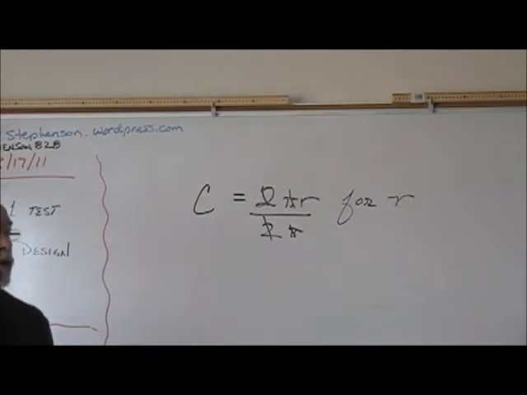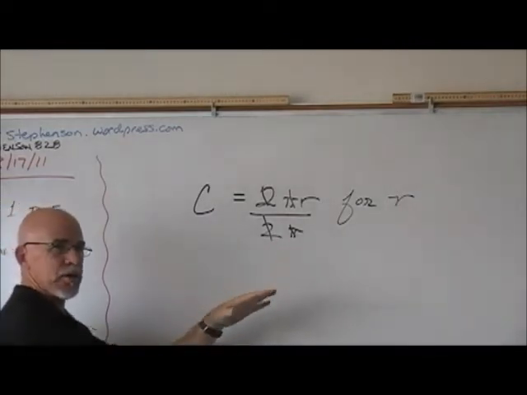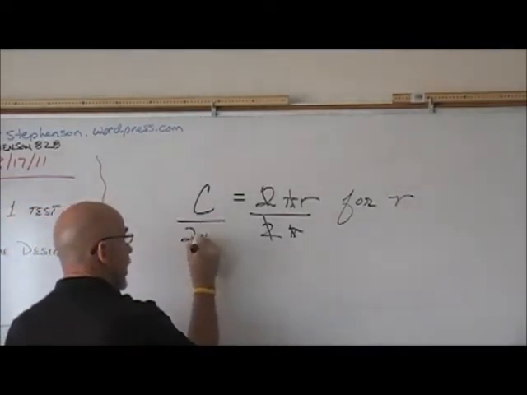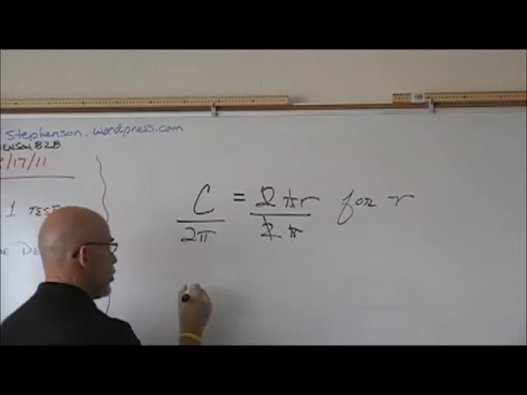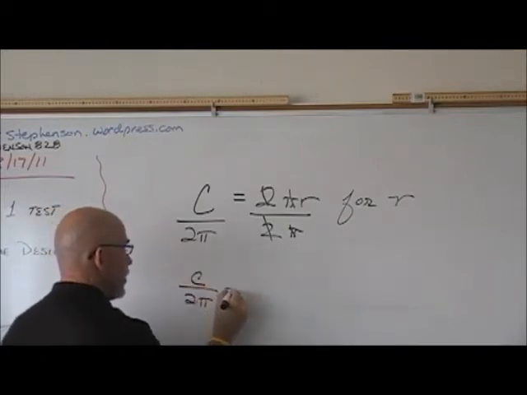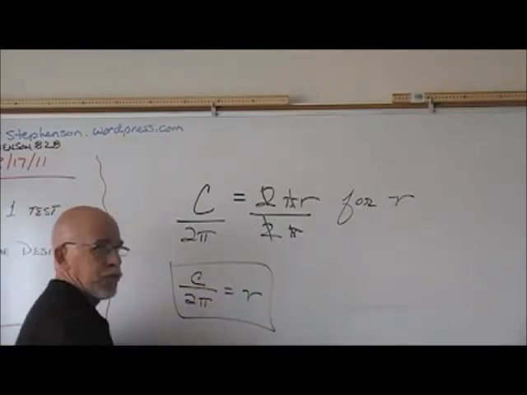You have to divide the other side. You can do anything to anything, as long as you do it to everything. So if I divided the thing on the right side by 2 and pi, I've got to divide the thing on the left side by 2 and pi. And that is solving for radius.